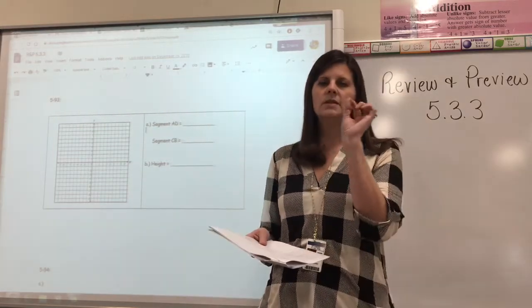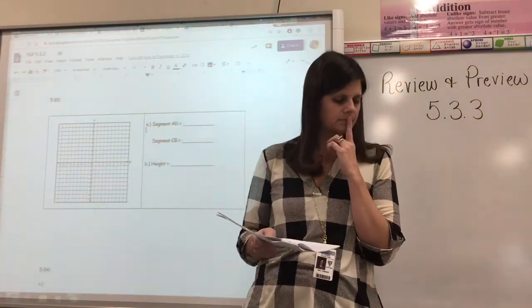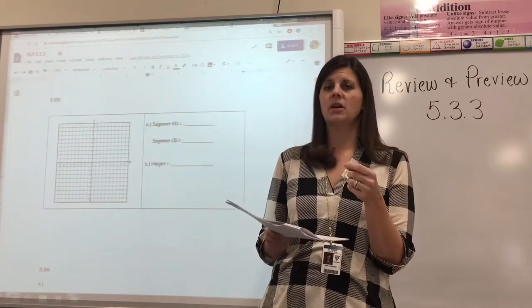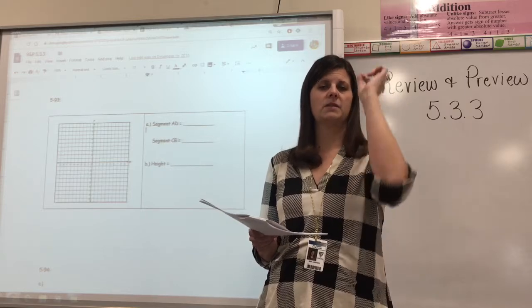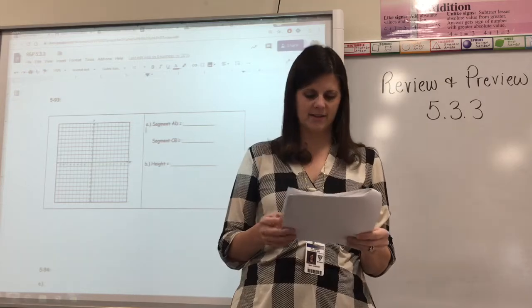So we're going to count the spaces between those points that would give us the length. On part B, it's asking you for the distance between the two bases, also called the height. So if we count vertically from the top to the bottom, it has to be perpendicular between those two. That's the amount that will give us the height.